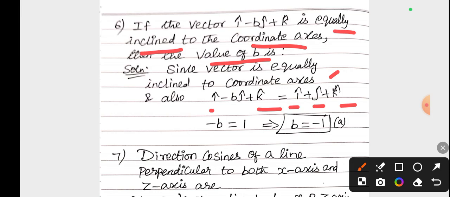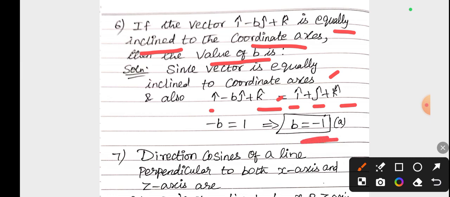This word even in your NCERT you're doing, children. I'm not explaining all the sums. I hope that you already solved the NCERT sums. This is like board sums. Once you complete the NCERT, come back here, then only it will be easy. Equally inclined, so I have to equate, since i cap and k cap are there. It's like i cap plus j cap plus k cap, and I want to equate that with minus b equals 1. So you are getting b equals minus 1.